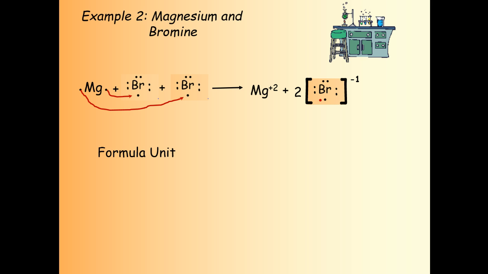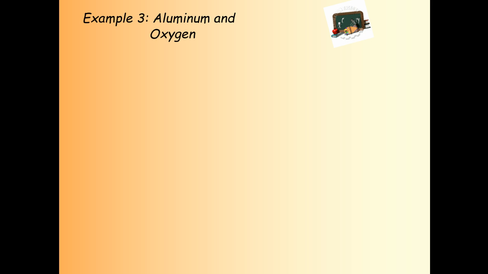The formula unit, we have 1 magnesium, and we have to show that we had 2 bromine ions that were formed, and so we show that by writing a subscript 2 right after the bromine. So the coefficient in the equation becomes the subscript in the formula unit. Let's take a look at one more. This one is a little bit more complicated, between aluminum and oxygen.